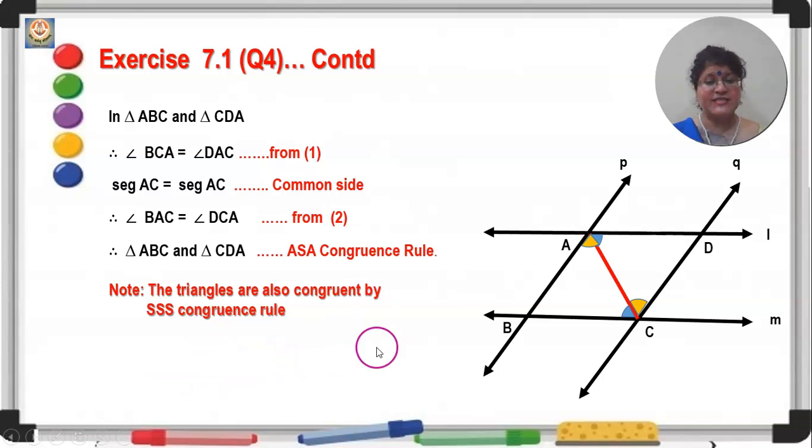Now students, this same question can also be solved by the SSS congruence rule. Try it out, see if you can prove them congruent by the side congruence rule. I give you a clue. You have to give the reason. Okay, try out the reason. This side will be congruent to this side. This side will be congruent to this, and this is a common side. So you have the SSS congruence rule.